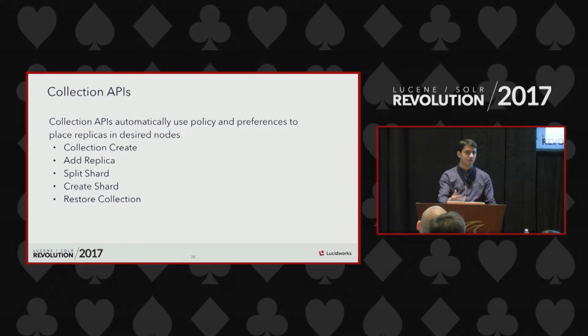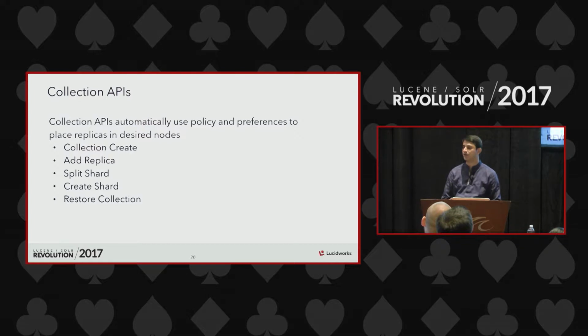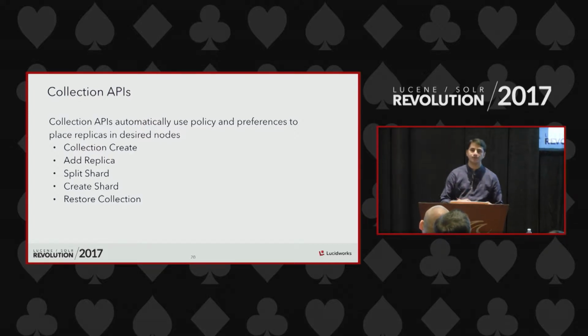There are some gotchas here, like for example, for split shard, if you split a shard, the leaders for the new subshards have to be on the same node as the old shard. This is a limitation of the way the Lucene split works today. In future, we can actually fix this to move the leaders around, but at least the replicas of those subshards will be created on the right nodes according to the policies.